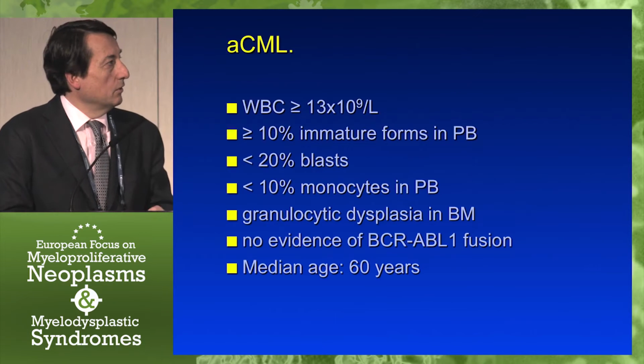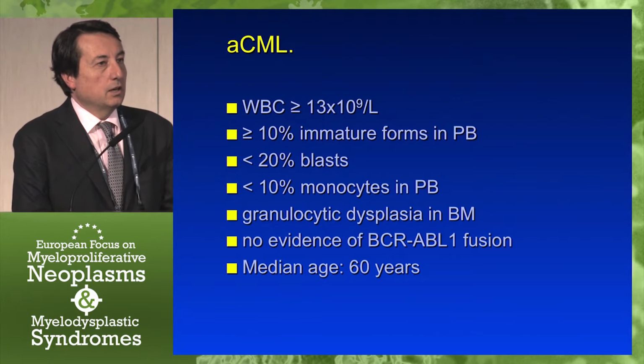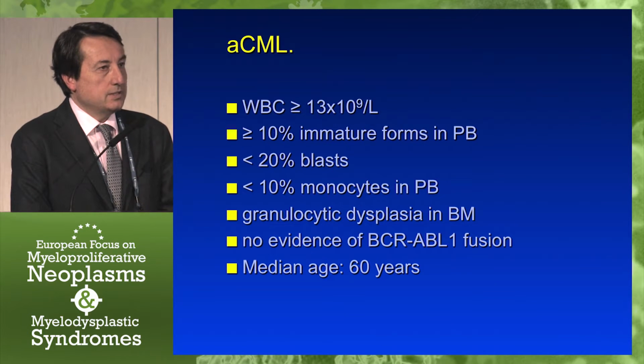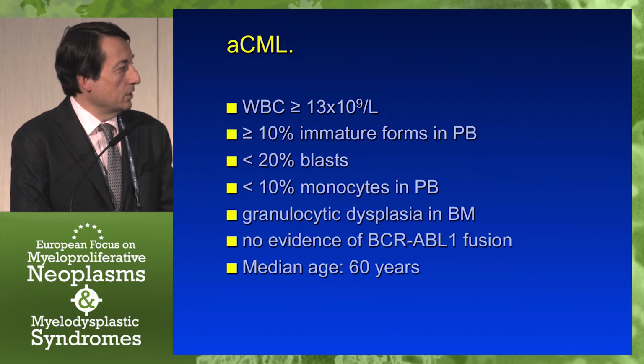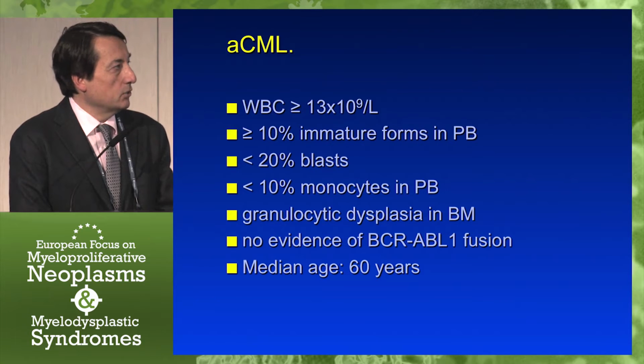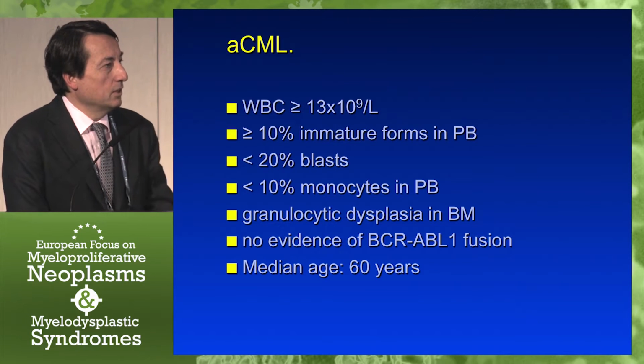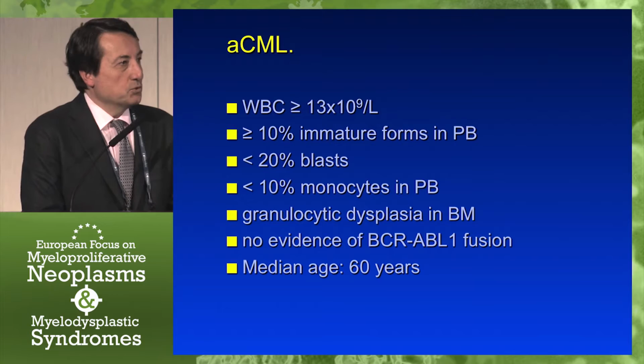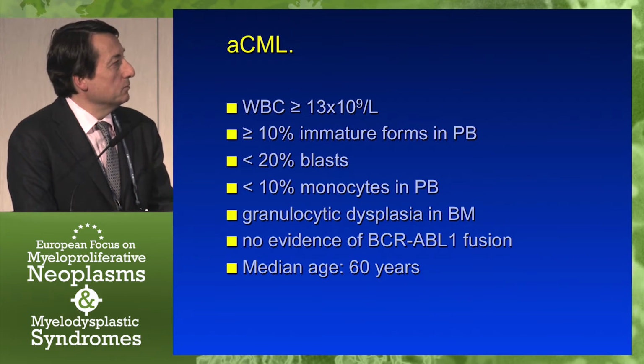So I'll start from the beginning. This is the WHO definition for aCML, so something that looks like CML but does not have any BCR-ABL or any Abelson involvement in terms of genetic alteration. So you know what's the right answer to the question that you received before.